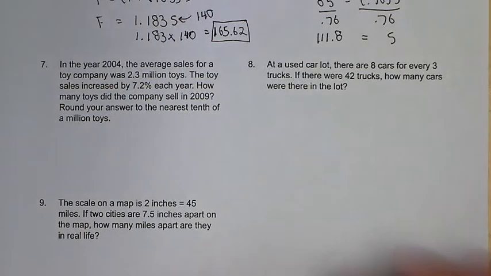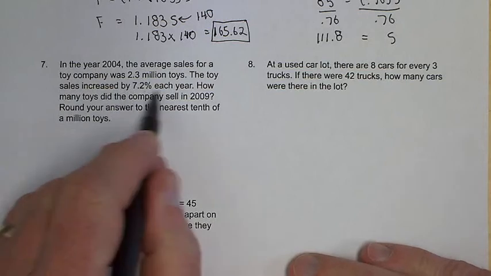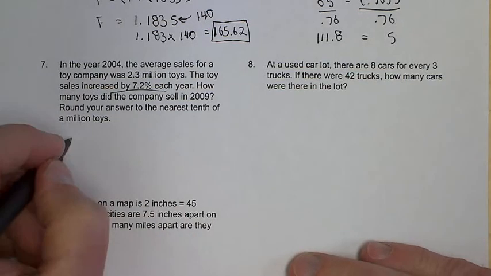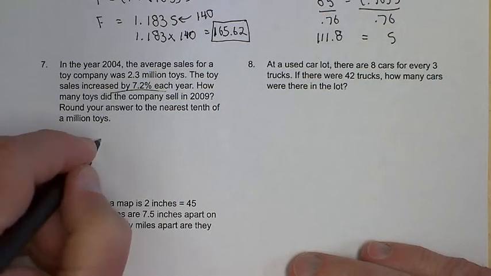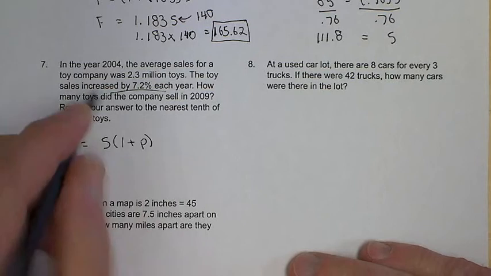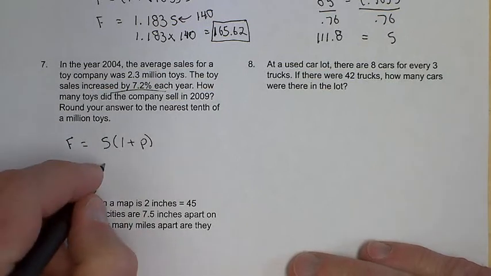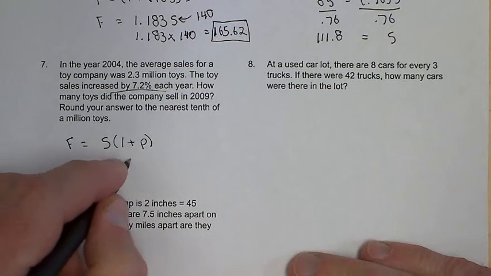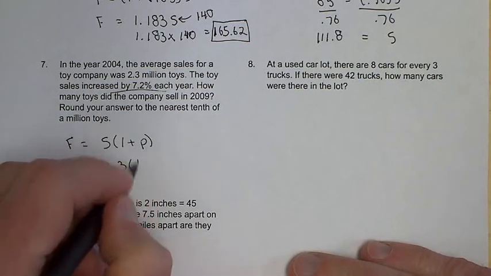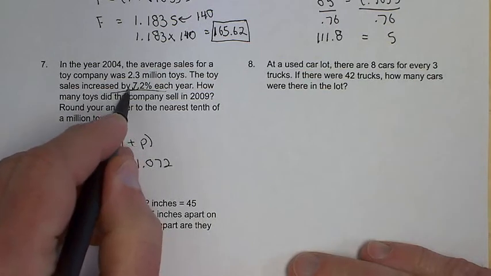Okay, so on this problem where you're doing a percent increase over several years, what we did was use that same idea of the final is the starting times 1 plus the percent change, but then we did that for several years. So in this case, the starting amount was 2.3 million. 1 plus the percent change is going to be 1.072. Remember, I had to move the decimal place 2 spaces, so I get a 0 out here.